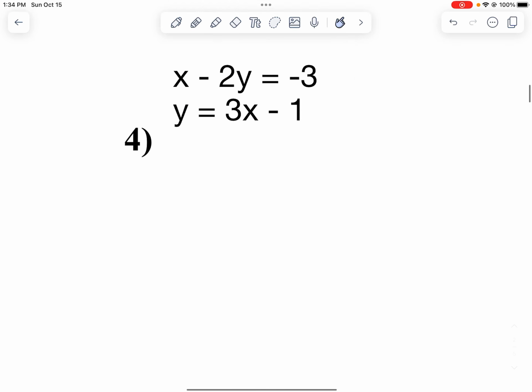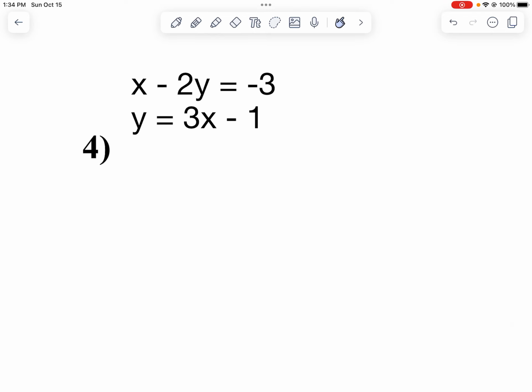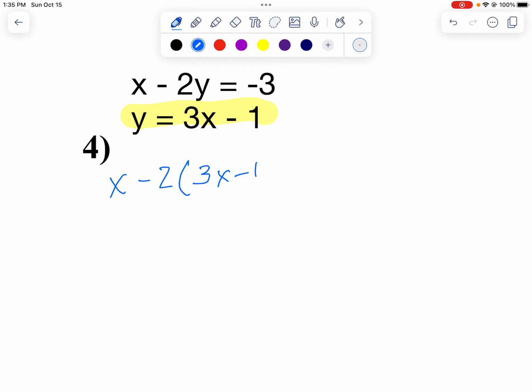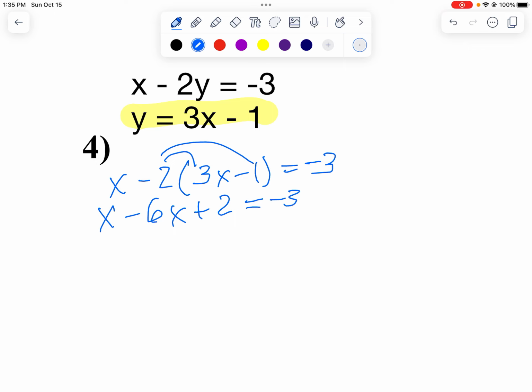Now let's take a look at question number 4. On this one, once again, notice my second equation, y equals 3x minus 1. That one's set up nice for substitution. So I'm going to substitute into the first equation. So we're going to say x minus 2, instead of saying y, we're going to say 3x minus 1, and that equals negative 3. We'll distribute our negative 2 inside, so we're going to get x minus 6x plus 2 equals negative 3.